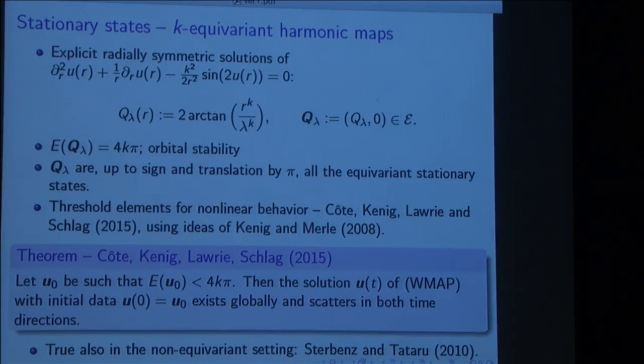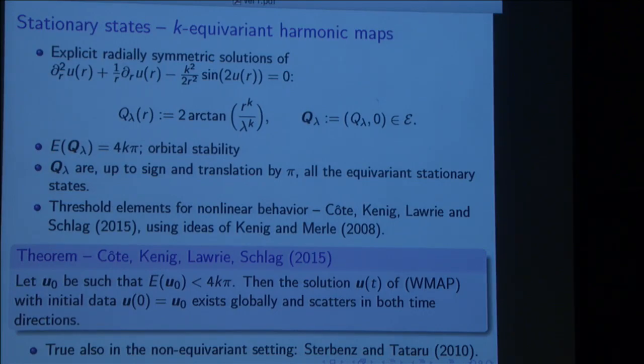Okay, this equation has stationary states, which are explicit and well known. These are classical; they are called harmonic maps from the plane to the sphere, and were studied in geometry. In general, they correspond to rational maps from the Riemann sphere to the Riemann sphere, so meromorphic maps from the Riemann sphere to itself, and after the stereographic projection, we get stationary solutions.